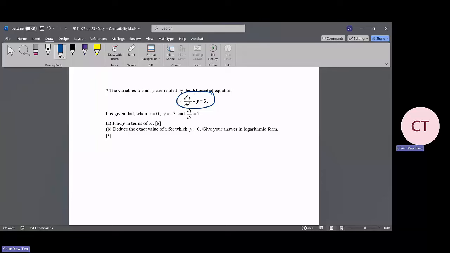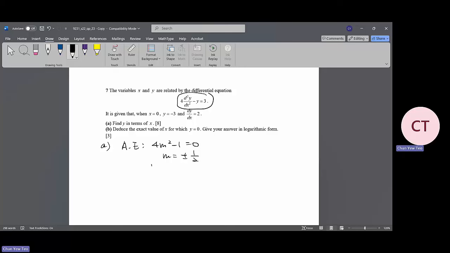Variables x and y are related by the differential equation like this. It is given that when x equal to 0, y equal to negative 3, and dy/dx equal to 2. We want to find y in terms of x. That means we need to find the particular solution. So we start from the auxiliary equation. So we just get the AE. We get 4m squared minus 1 equal to 0. You get m equal to plus minus half.